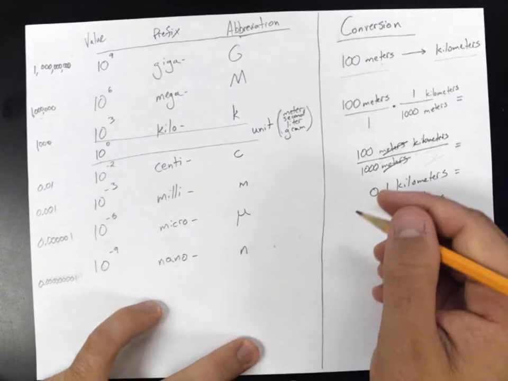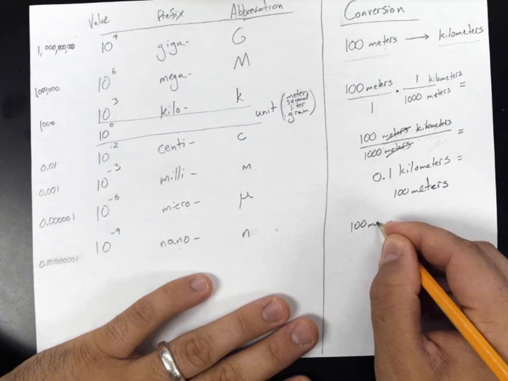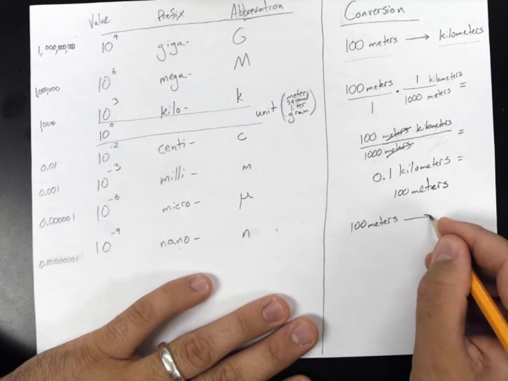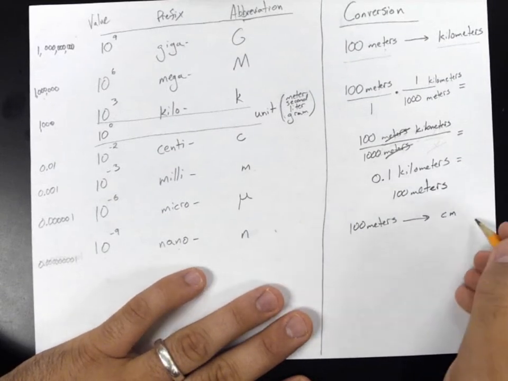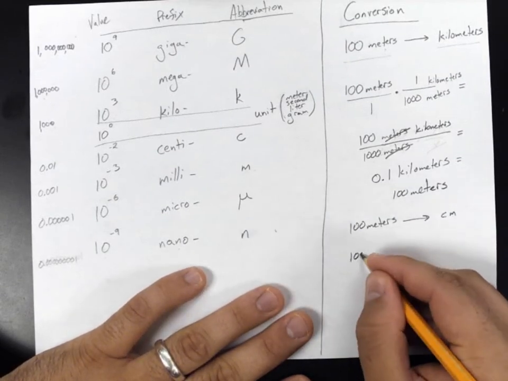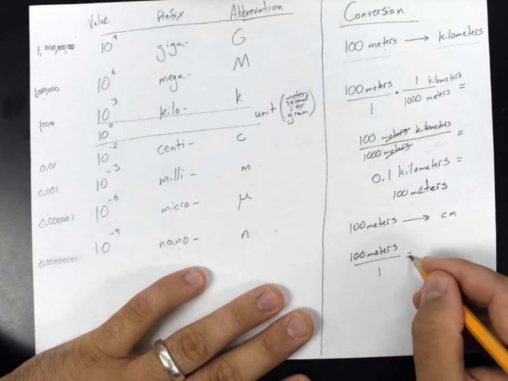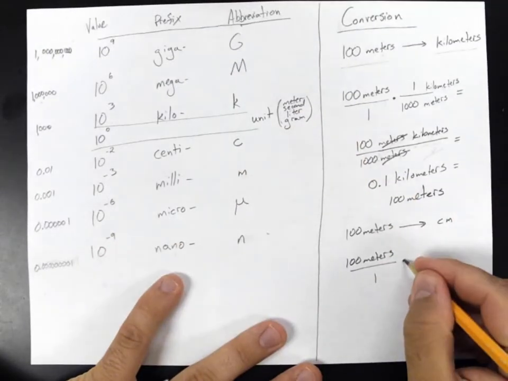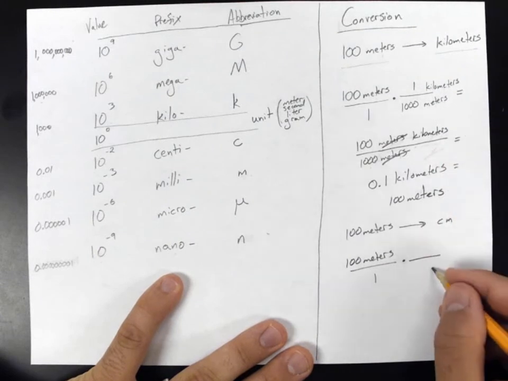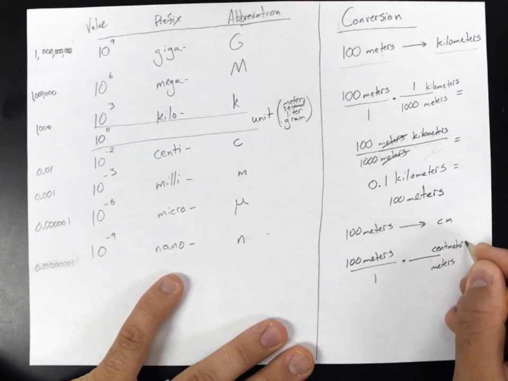Now let's do one in the opposite direction. Let's go for 100 meters into centimeters. We'll abbreviate it there because I didn't write it out. So we start the same way. 100 meters over 1, times a conversion. Now we had meters on the bottom before, so do the same thing here, and we have centimeters on top. I'll write it out this time because I remembered this time.